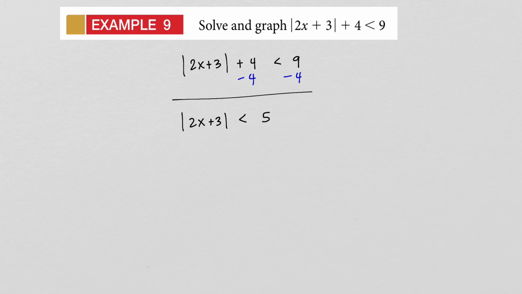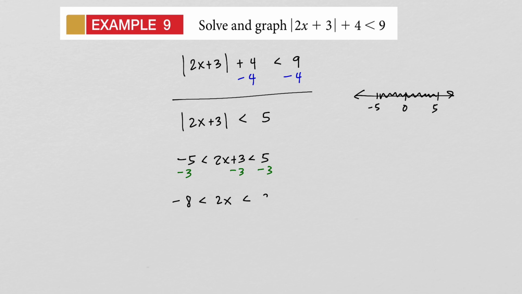Now it's less than. So less than 5 means that whatever the number is, it has to be within 5 units from 0, right? So it has to be between 5 and negative 5. So 2x plus 3, whatever's inside the absolute value, must be in between positive 5 and negative 5. And then we solve. So I can subtract 3 from all 3 parts here. This will give us negative 8 is less than 2x is less than 2. And then divide everything by 2. We get negative 4 is less than x is less than 1.